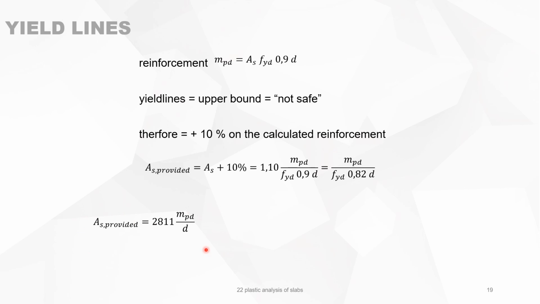You can also use this formula, which is exactly the same as this, but with fyd equal to 435 megapascal. So this formula is very rapid to use, but the plastic bending moment is expressed in kilonewton meter per meter, and d is expressed in millimeter.